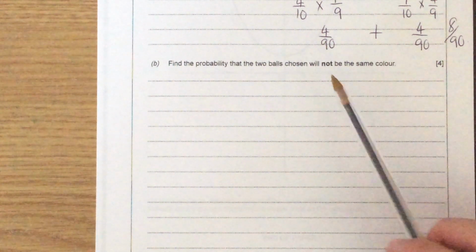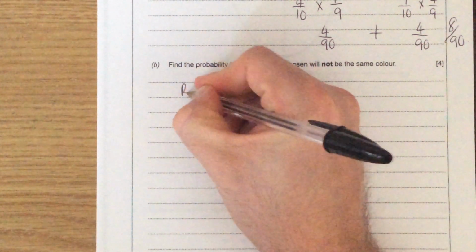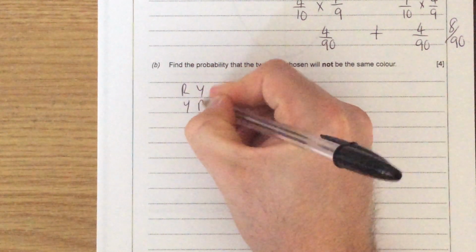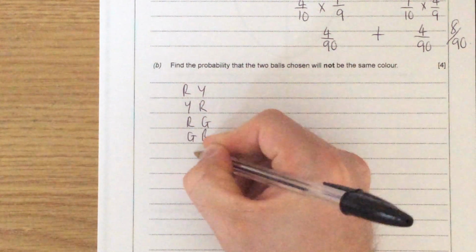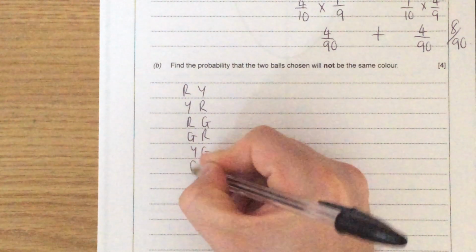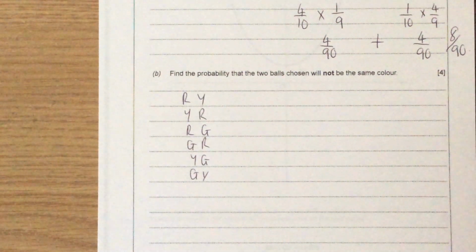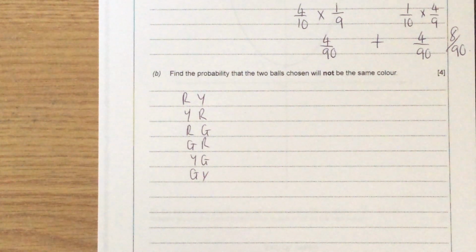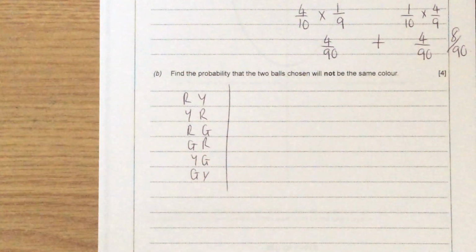If I was to look at combinations where the two balls are not the same colour, I'd have to think about red and yellow, yellow and red, red and green, green and red, yellow and green, and green and yellow. So I've got 6 combinations to consider. That's not a problem, and I can go through it that way, but it would be quicker to consider the scenarios that don't get counted here.